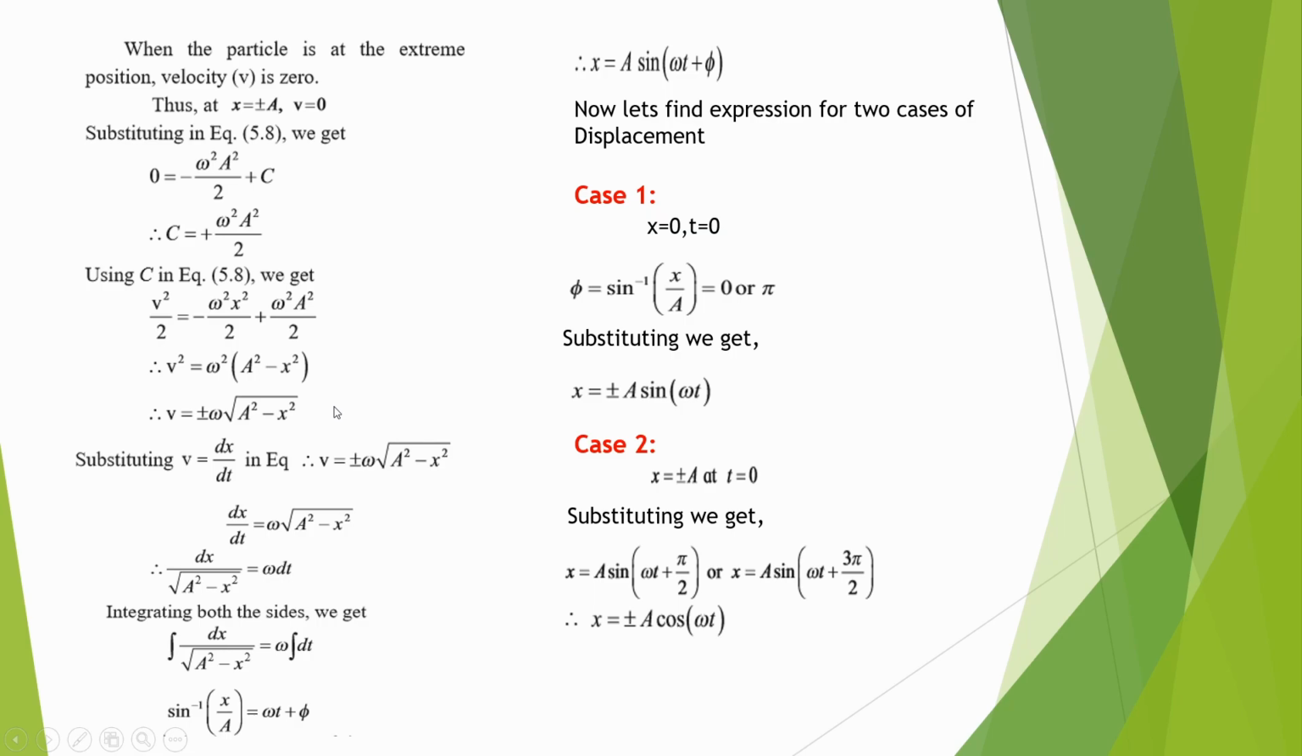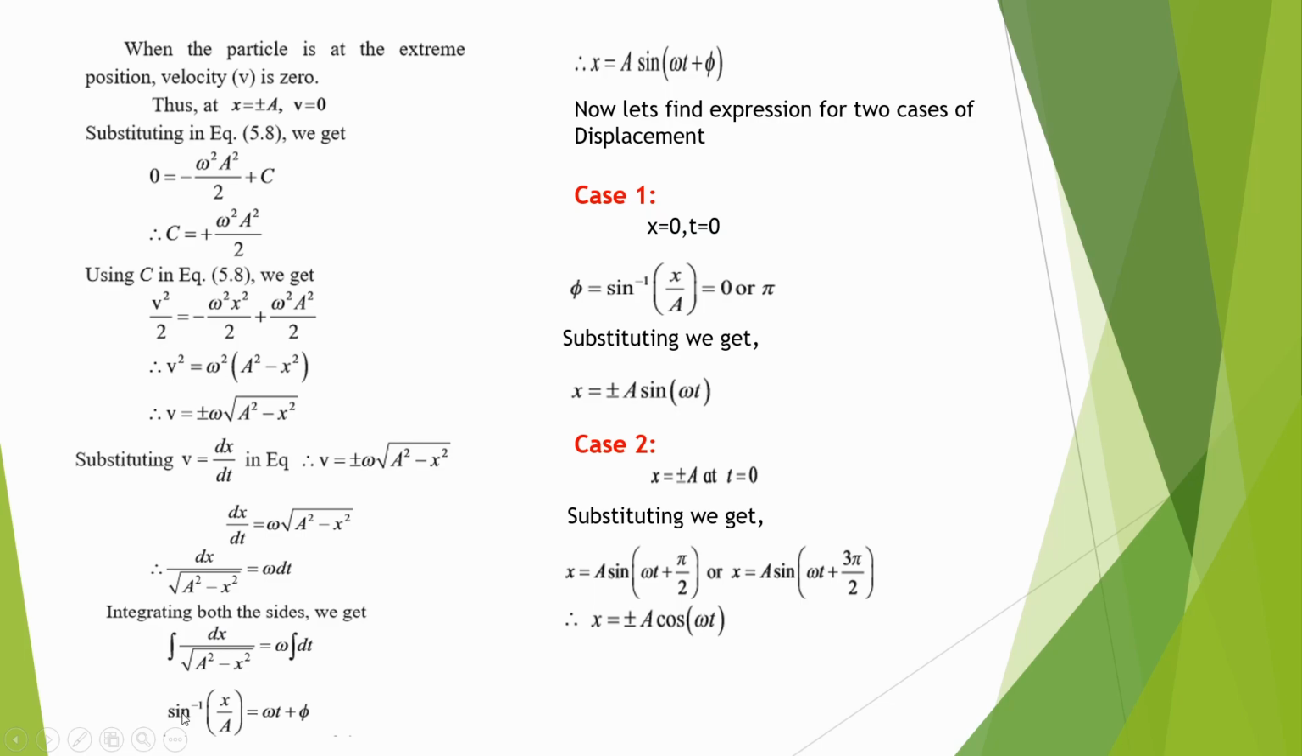So let us substitute v is equal to dx by dt in that equation. So dx by dt is equal to omega under root of a square minus x square. Rearrange that term: dx upon root a square minus x square is equal to omega into dt. Again taking integration on both sides, the integration of dx upon root a square minus x square is omega dt. This is the formula for sine inverse x upon a, equal to omega, the integration of dt is t plus phi.